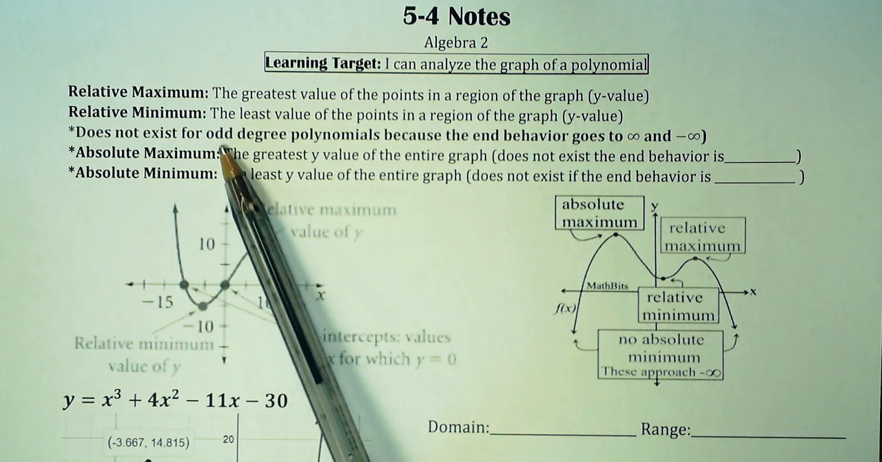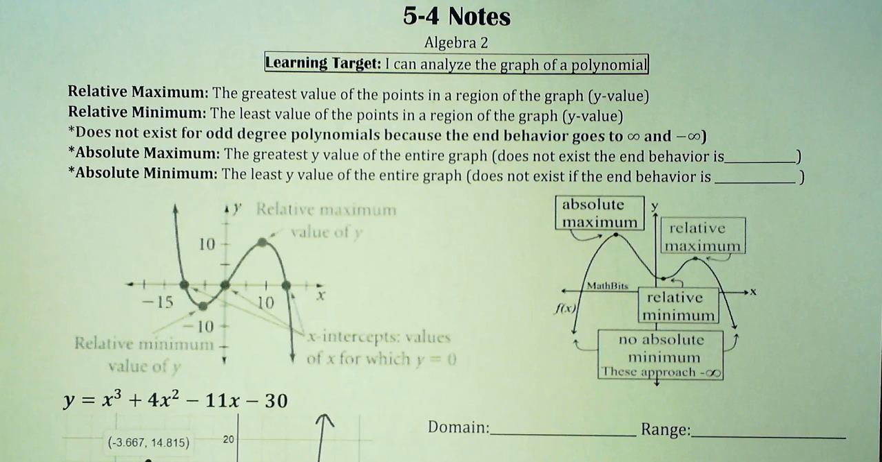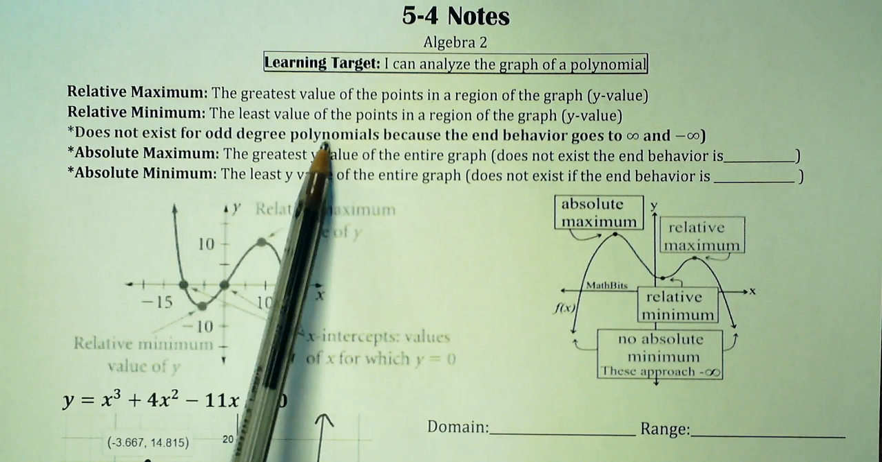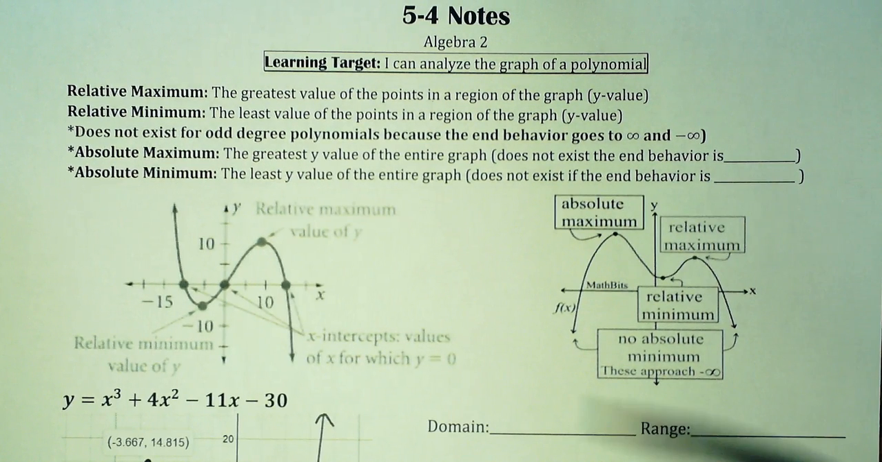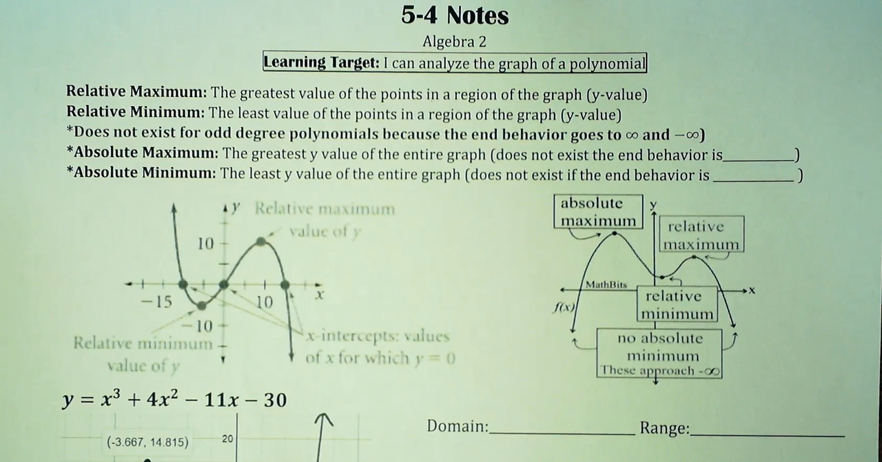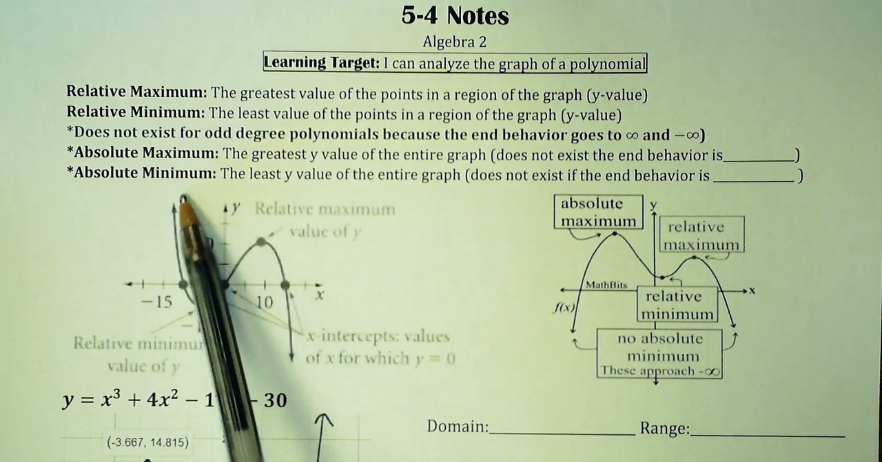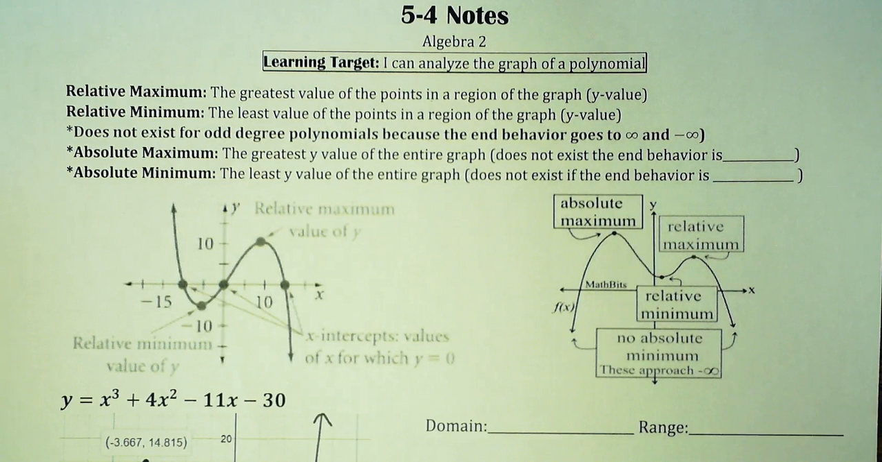And now, these two down here, what we call absolute maximum and absolute minimum, we'll get into this more on the graph, but if you have an odd degree polynomial, one end of the graph goes up to infinity, the other goes down to infinity. So what we call absolute max and absolute min, those don't exist for any odd degree.